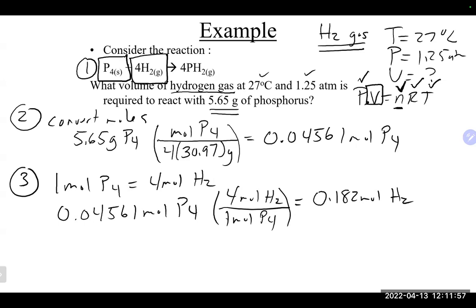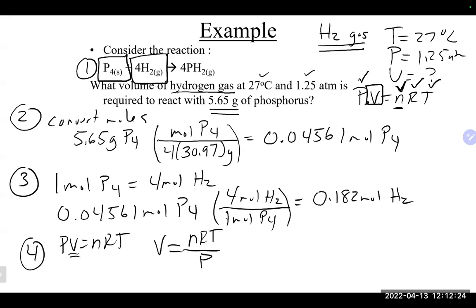Now that I have used stoichiometry to get me to the moles of the H2, I do have everything I need to use the ideal gas law, which is very common in gas stoichiometry problems. That fourth step is you use the ideal gas law here. So in that fourth step, we're going to use PV equals nRT. We're going to solve for volume. So the volume would be nRT divided by P.